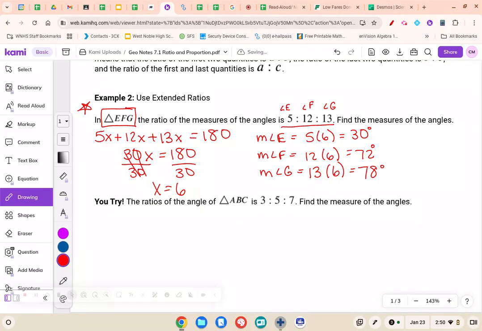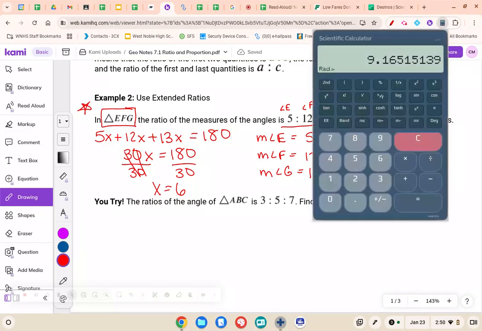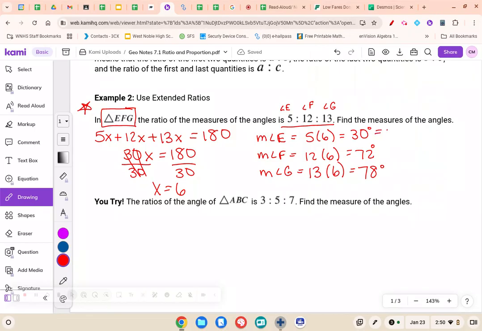If I do a quick check here, these three angles should add together and equal 180. And they do, so we're good here. So we have our measure of angle E, our measure of angle F, and our measure of angle G. Okay? Go ahead and pause me. Try the next one.